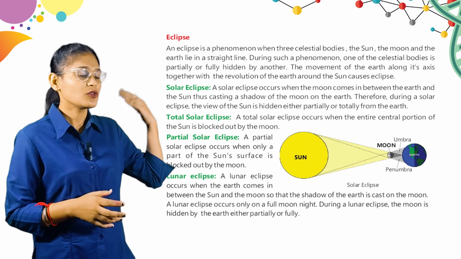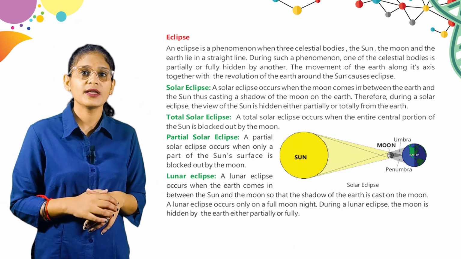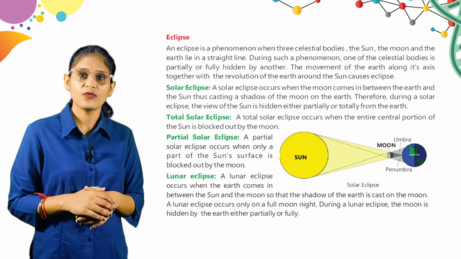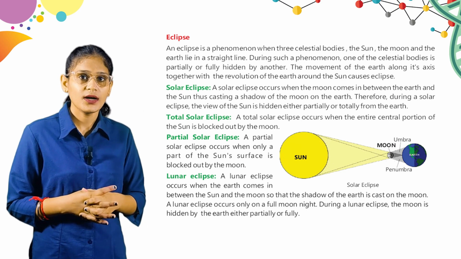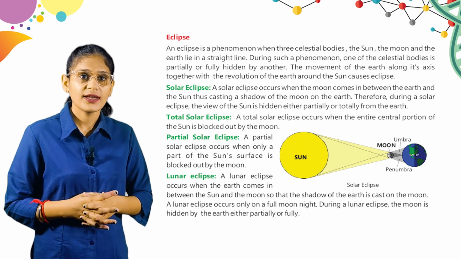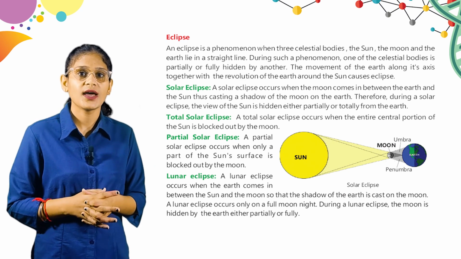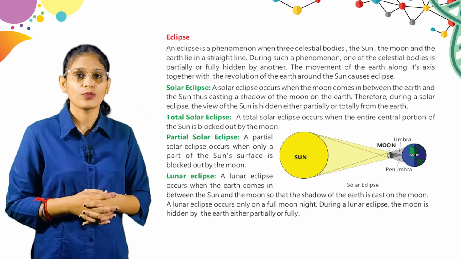First we have solar eclipse. A solar eclipse occurs when the moon comes in between the earth and the sun, thus casting a shadow of the sun on the earth. Therefore, during a solar eclipse, the view of the sun is hidden either partially or totally from the earth.